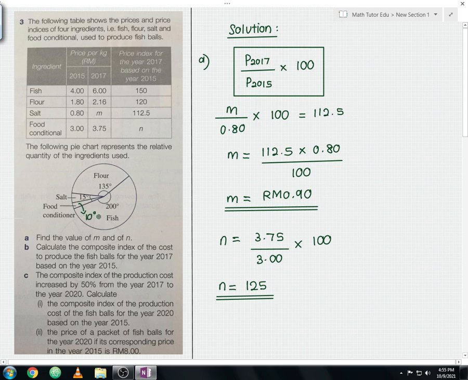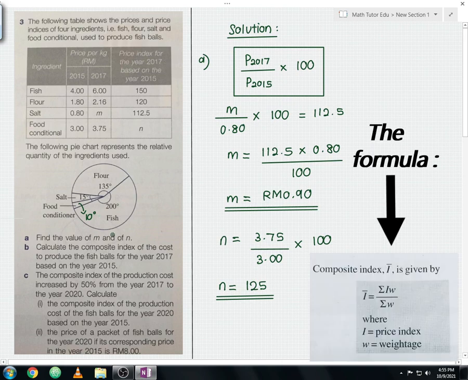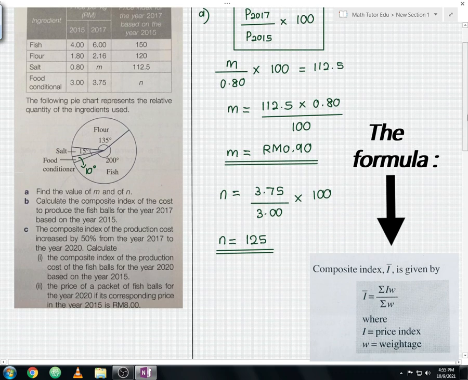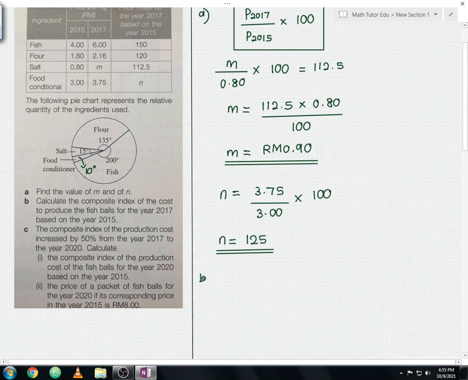Now all the information is available, the price index and the weightage. Now we can proceed to calculate the composite index. So let us perform the calculation for part B. The composite index of the year 2017 based on the year 2015. Let me underline the fraction.